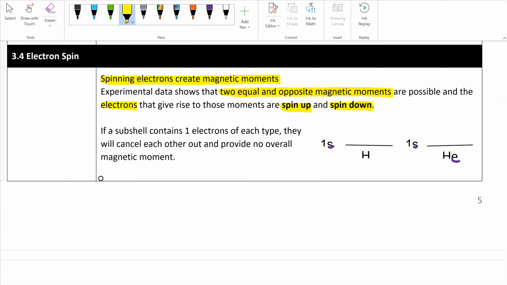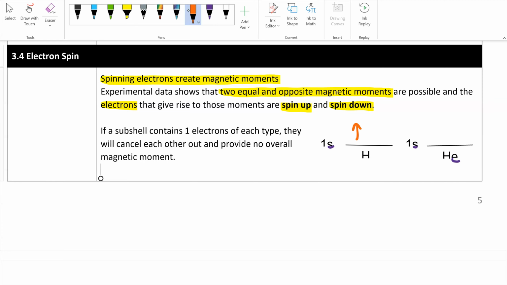If a subshell contains one electron of each type, they will cancel each other out and provide no overall magnetic moment. So if I'm trying to fill in an electron or an orbital, hydrogen only has one electron and it's in the 1s orbital. And remember, if you're not sure, you can look back up at the periodic table and see what block hydrogen resides in. So hydrogen only has one spin up electron.